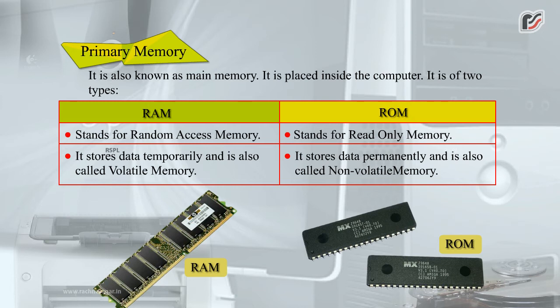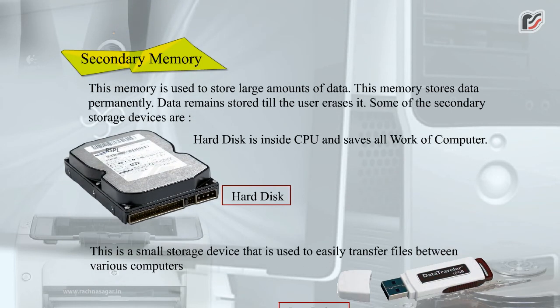Secondary memory. This memory is used to store large amounts of data. This memory stores data permanently. Data remains stored till the user erases it. Some of the secondary storage devices are: hard disk, which is inside the CPU and saves all work of the computer.